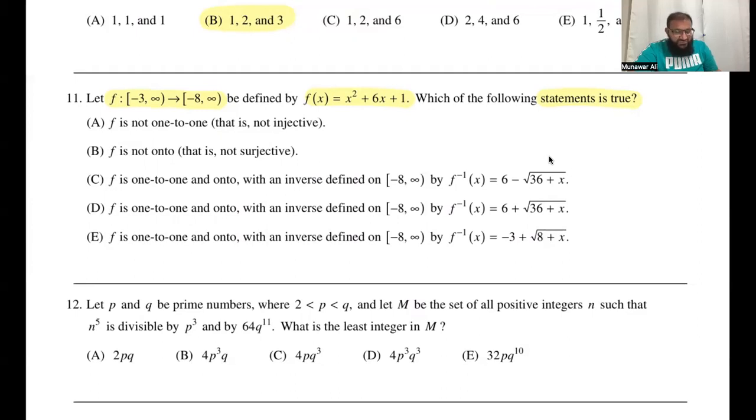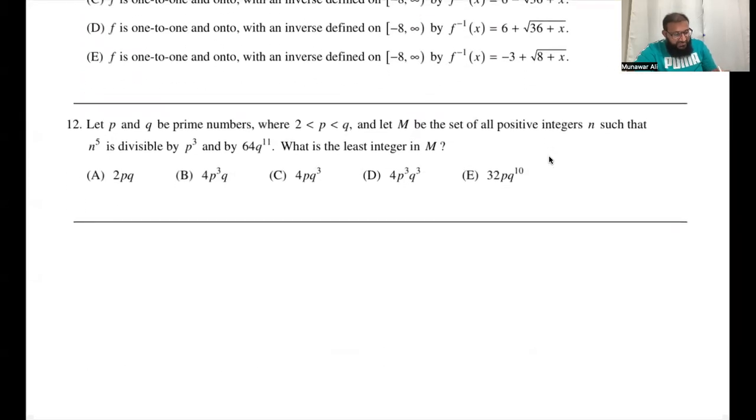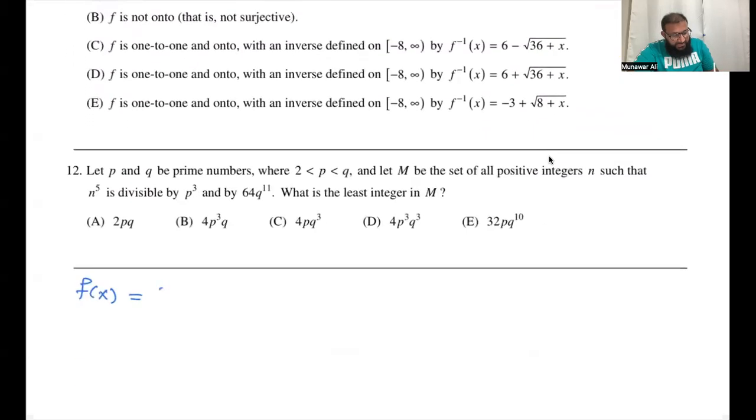So let us graph this function first. The domain of the function is, you can see, -3 to infinity. First of all, let me write the function, which is x square plus 6x plus 1. Obviously, this is some sort of parabola, which is upward shaped. This is a cup-up parabola.